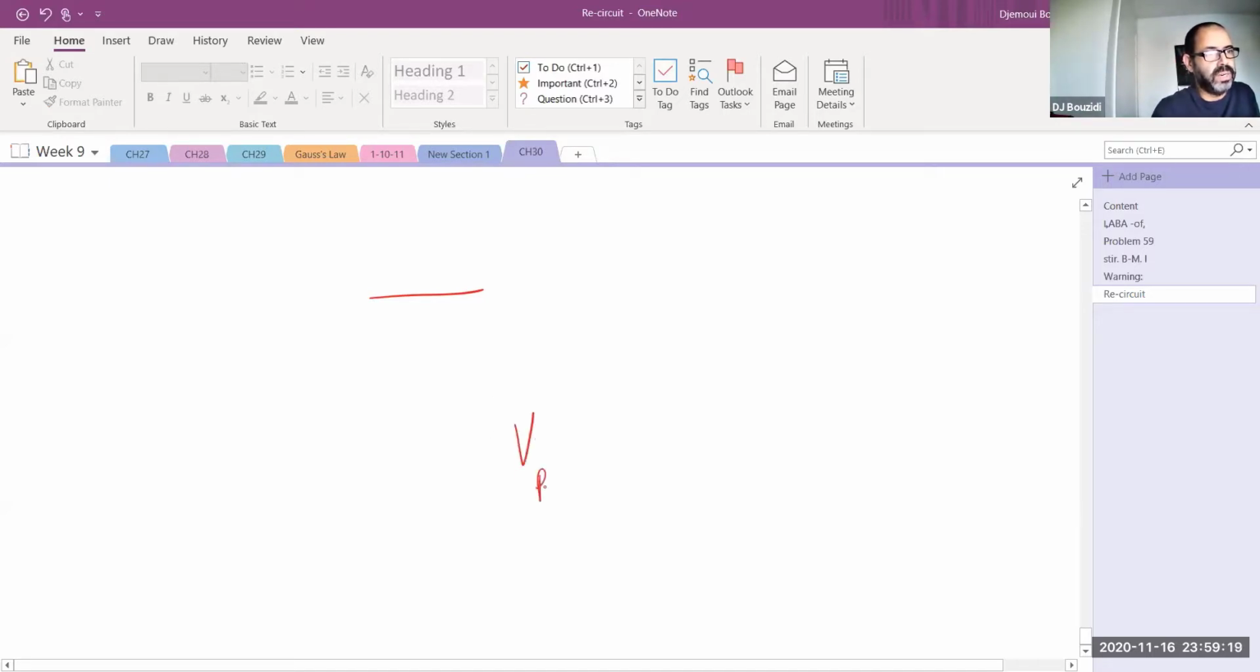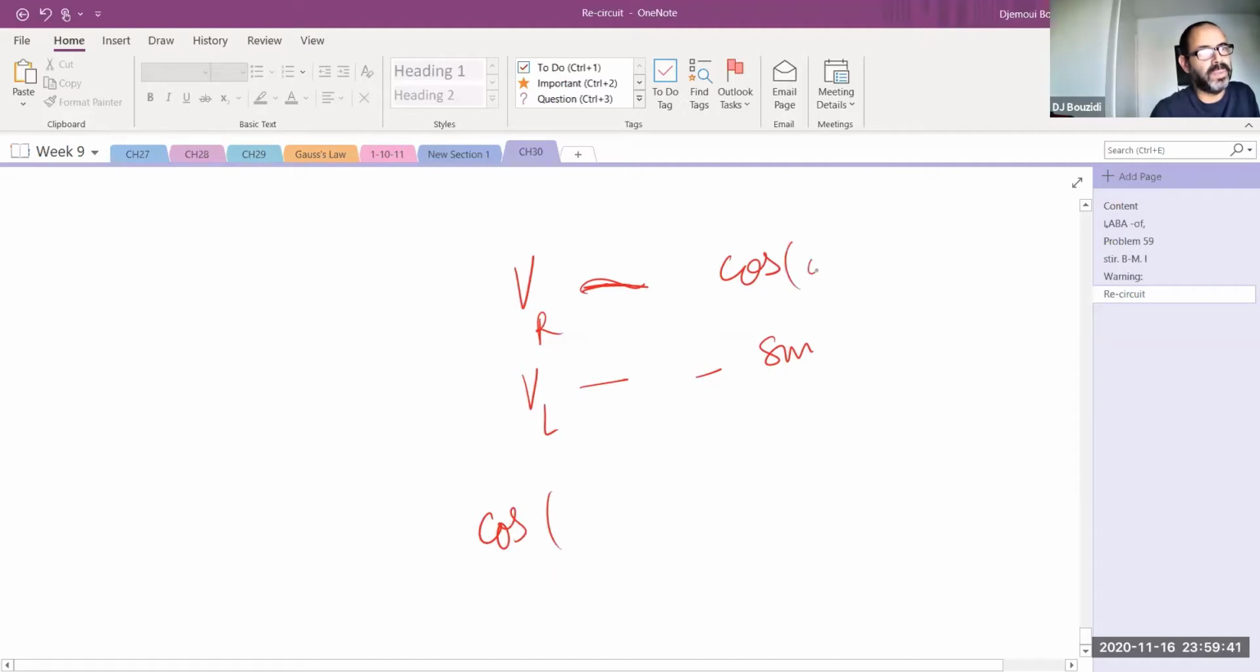We just focus on the cosine and the sine only for right now. Across the resistor, it's cosine of something. Across the inductor, it's a minus sine of the same thing, with slightly different arguments. Let's argue this case: a cosine of the same thing, omega t minus phi. I'm going to write it down: it's the same thing, omega t minus phi, plus pi over 2.